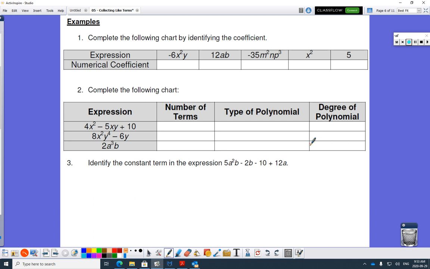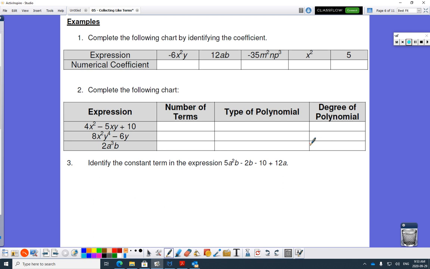Complete the following chart by identifying the coefficient. So this is now the examples. The lesson is basically over, but I want to do some examples to really make sure all this stuff is clear. What would the numerical coefficient be in negative 6x squared y?